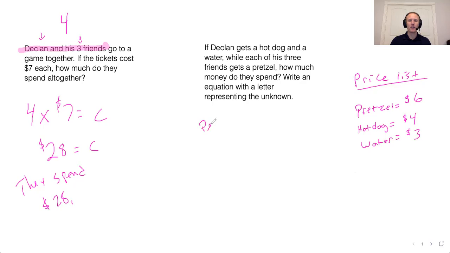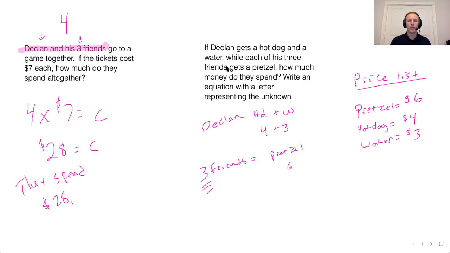What does Declan get? Oops, sorry, Declan, I didn't write your name right there. Declan equals hot dog HD plus W. So he's getting a $4 hot dog plus a $3 water. Friends, each of them is getting the same thing, and they're all just getting a pretzel for $6. But there are 3 friends. That's important.